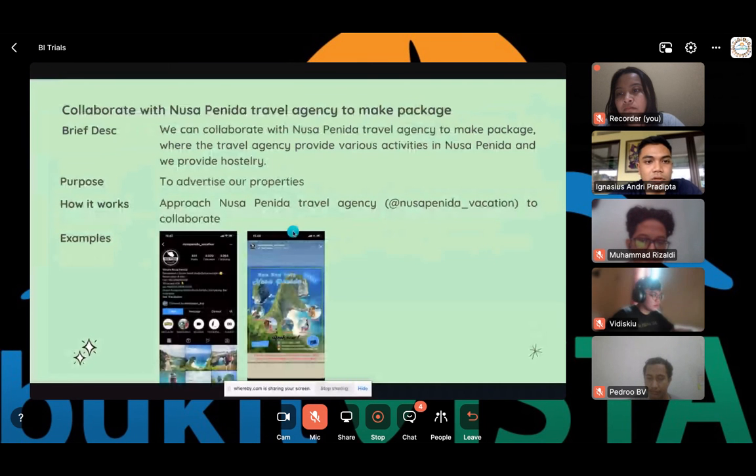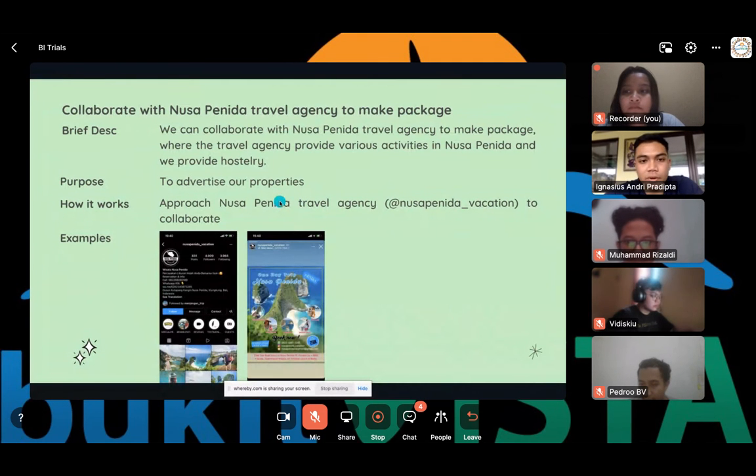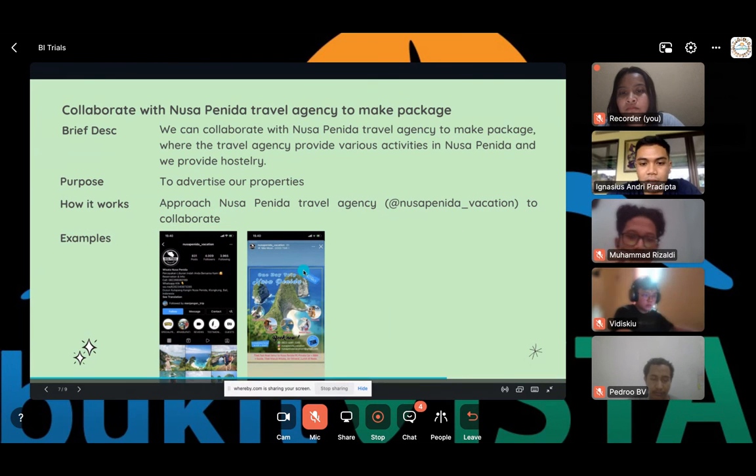The second strategy is to collaborate with a Nusa Penida travel agency to make a package. The travel agency provides various activities in Nusa Penida and we provide the hostelry. The purpose is to advertise our property. How it works is we can approach the Instagram account Nusa Penida Vacation to collaborate, because they only have one day trip and they don't provide one day and one night or two days and one night.